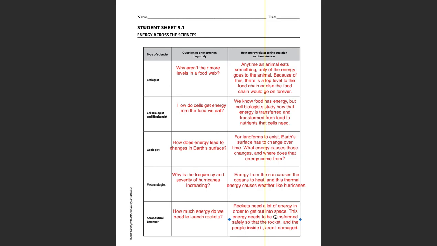So there you have it. There's your student sheet 9.1, Energy Across the Sciences Review. If you need to make corrections, please do so. If you missed something, please fill that in. Okay, make sure that this is completed. If you have any questions, make sure you reach out to me.